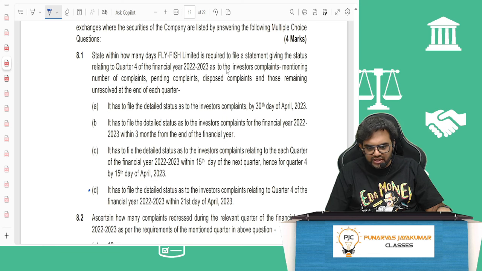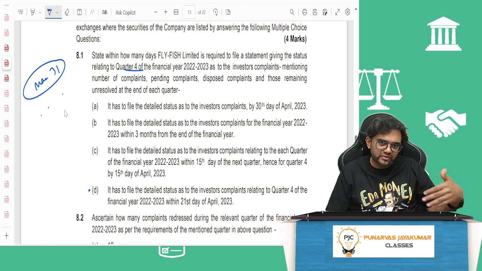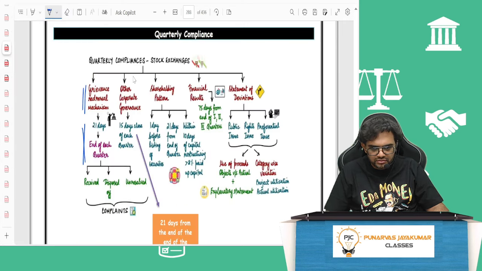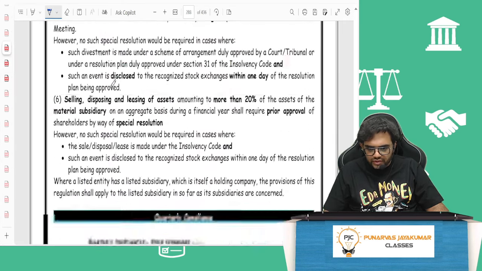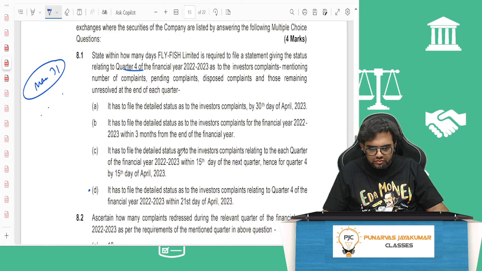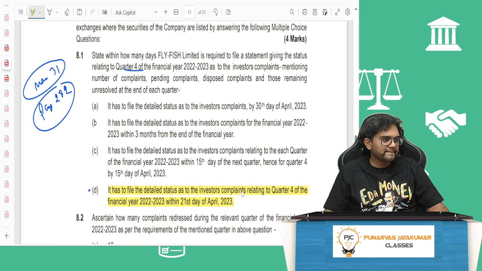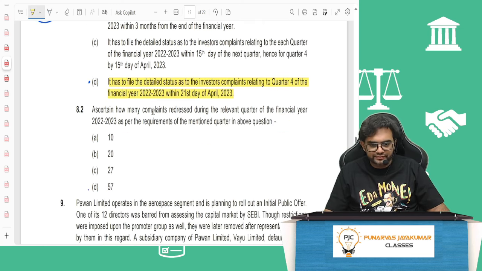State within how many days within the quarter 4. So quarter 4 will be March 31st: January, February, March 31st. Within 21 days from that, so April 21. This is in page number 282. 21 days, so it will be the 21st day of April 2023.